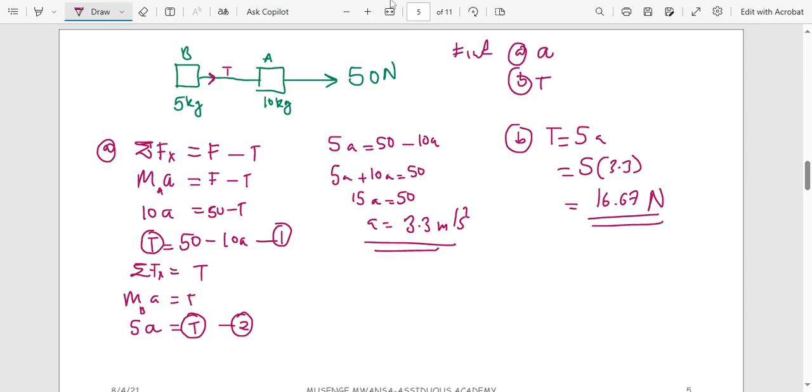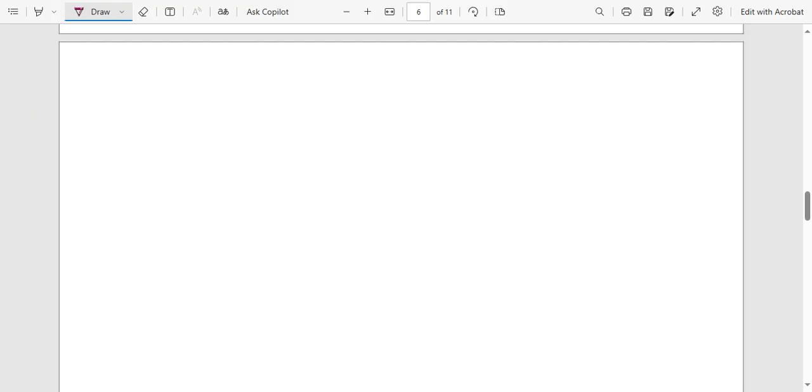You actually do the same even when you are given three boxes connected. Does this make sense? Is this okay? Okay, let me give you now the last example, then we are done for now.